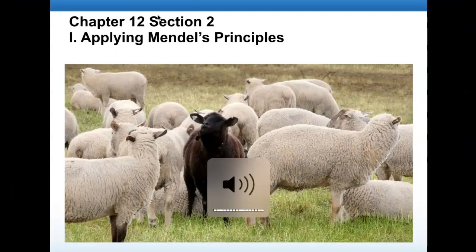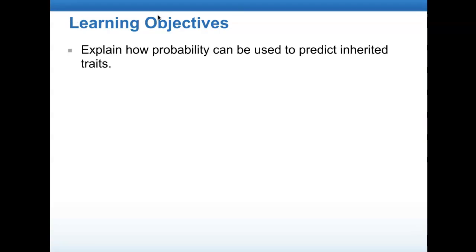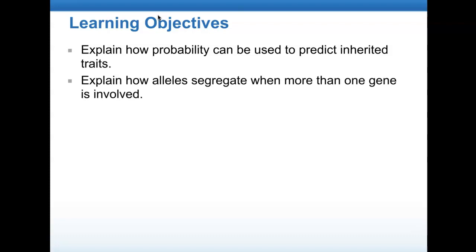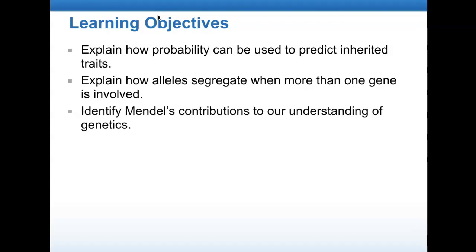Chapter 12, Section 2, Applying Mendel's Principles. Learning objectives. Explain how probability can be used to predict inherited traits. Explain how alleles segregate when more than one gene is involved. Identify Mendel's contributions to our understanding of genetics.